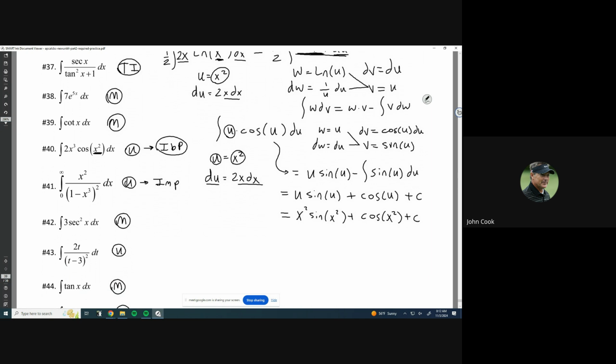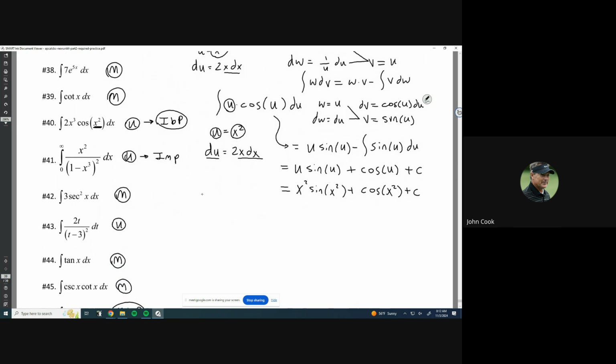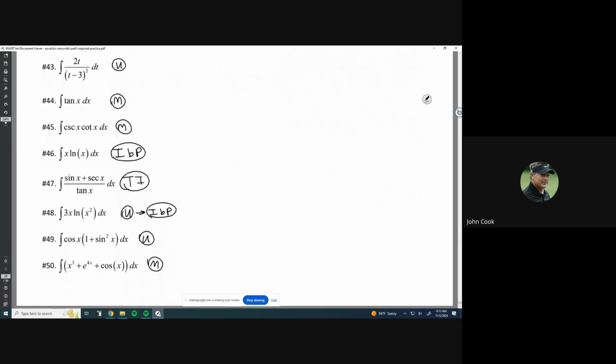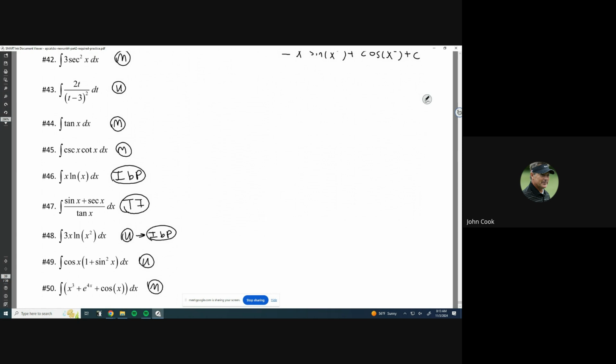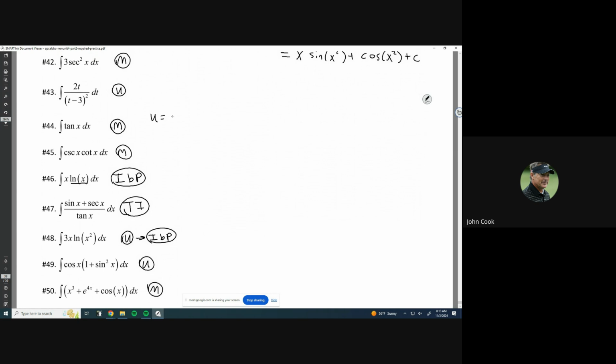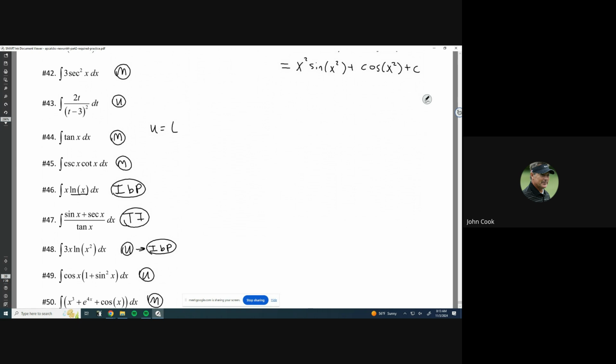That's another problem done. And then let's see, do we have any more integration by parts? Yeah, two more. Oh, and we do have another u substitution with integration by parts. So that'd be nice. Okay, so 46. This one's going to be much more straightforward integration by parts. So if you use the LIATE thing, we have a natural log right there. So u is equal to natural log of x, dv is going to be equal to the rest of it, which would be x dx.